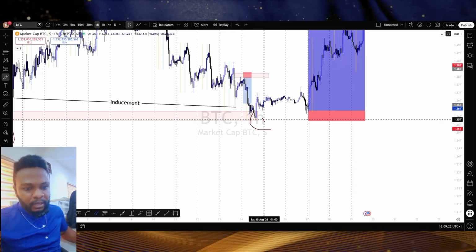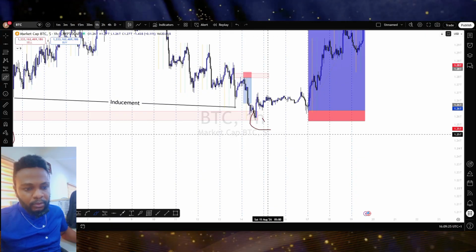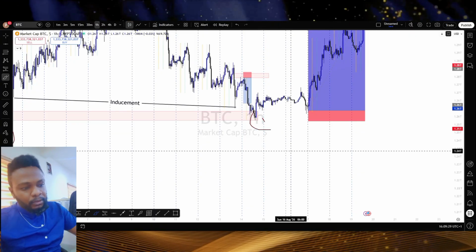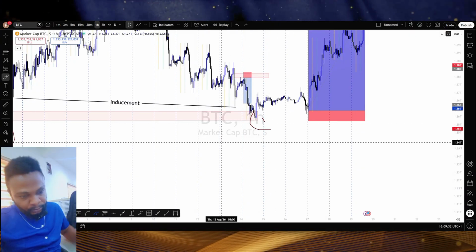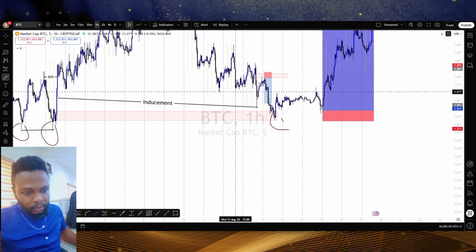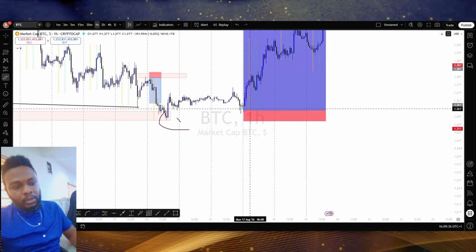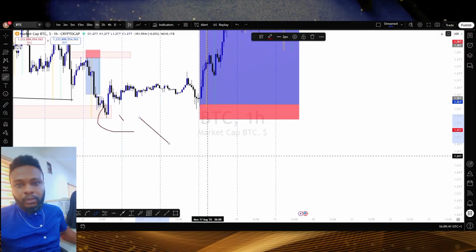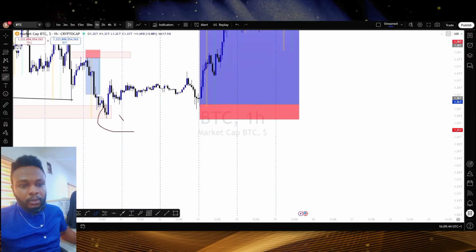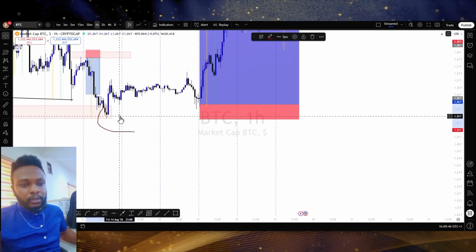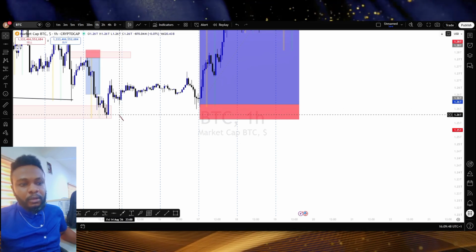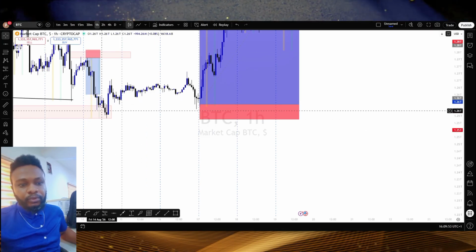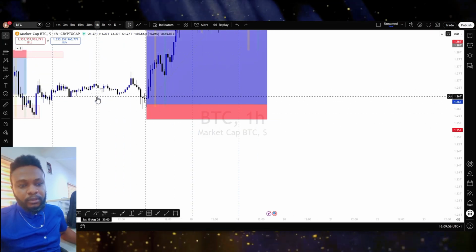Let me pull this out so we can see clearly. Let me remove this. Let me zoom out a bit and take this out so you can understand what I'm doing right here. All right, so we now have this. I have my order block right here from this particular point.